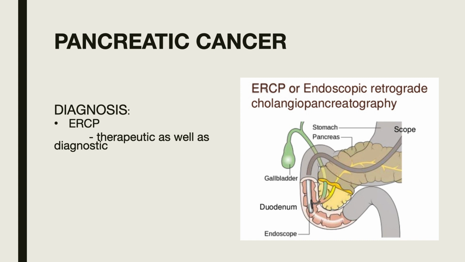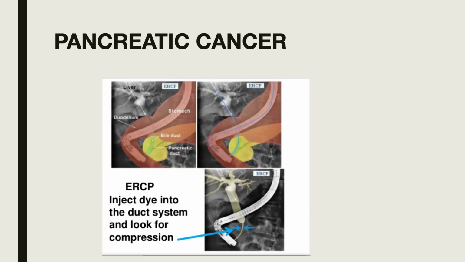Another way is by ERCP. ERCP is therapeutic as well as diagnostic. So this is ERCP. Also a scope is inserted to the duodenum up to the ampulla, and then a catheter is placed going to the CBD and the pancreatic duct. So what you look for in an ERCP is when you inject the dye into the catheter, you look for a compression. When there's compression, it means there is blockage of the pancreatic duct.